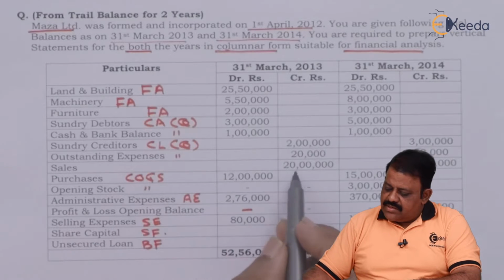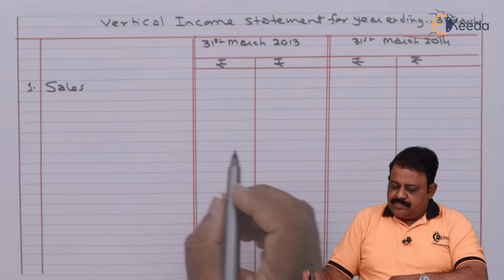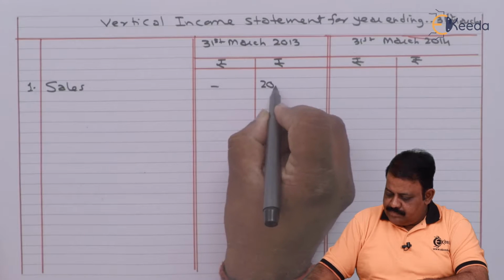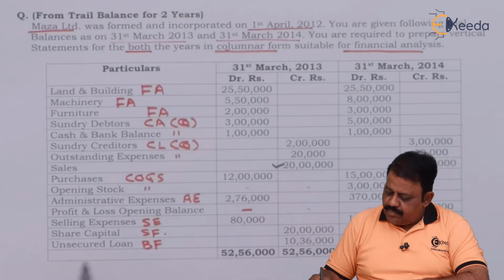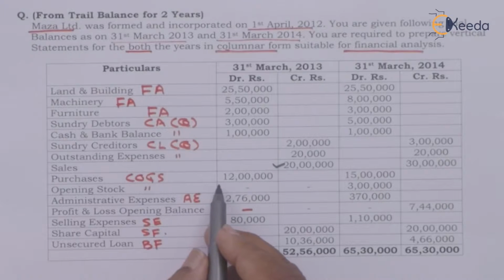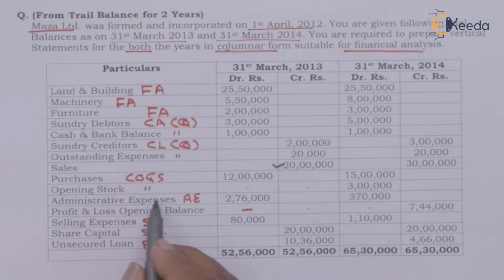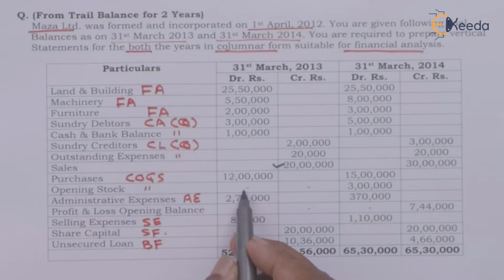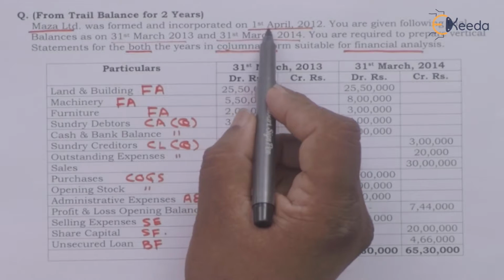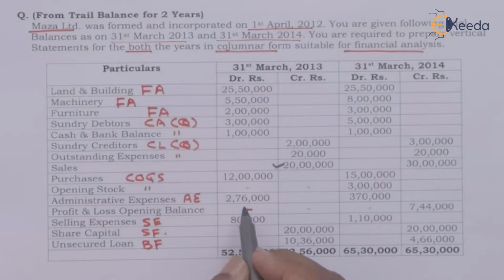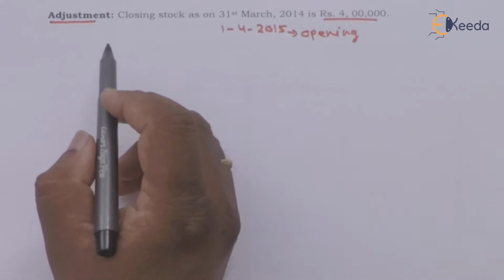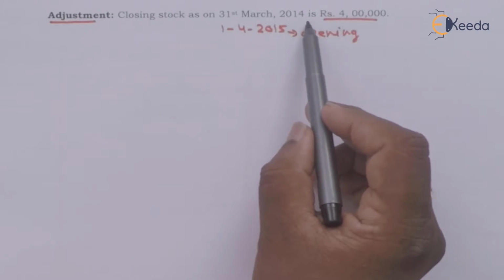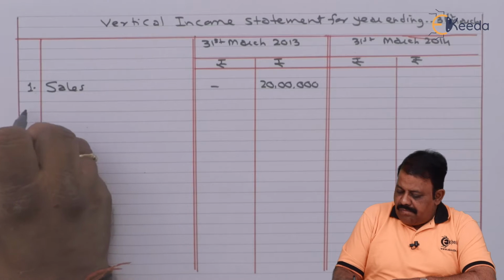First we have sales 20 lakhs. Purchases, it will be part of cost of goods sold, 12 lakhs. Opening stock, there is no opening stock because it is incorporated on 1st April, so opening stock here is blank. And closing stock, here we have as adjustment as on 31st March 2014, 4 lakhs.